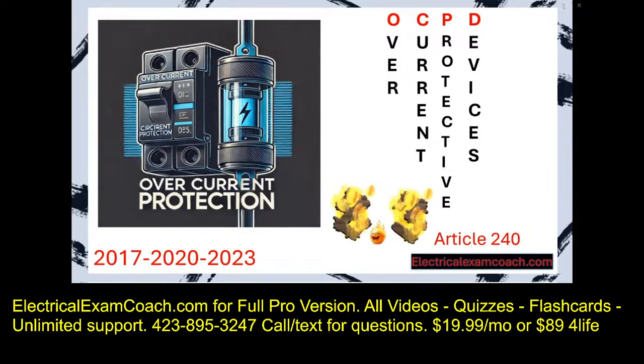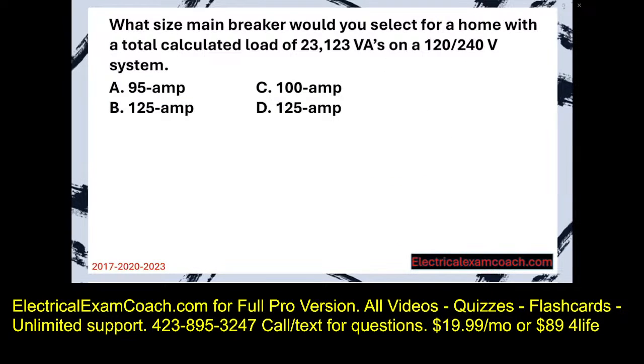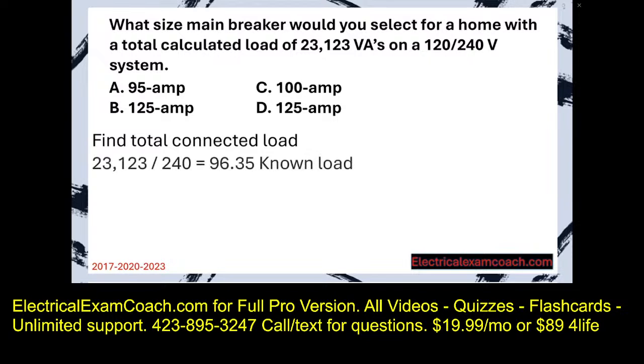Let's get to it. What size main breaker would you select for a home with a total calculated load of 23,123 VAs on a 120/240 volt system? Step 1, find our total connected load. Well, they've already done the load calculation for us, so all we have to do is take our total known VAs and divide it by 240, and that's going to give us our load in amps. And in this case, it's 96.35. We would round down to 96.